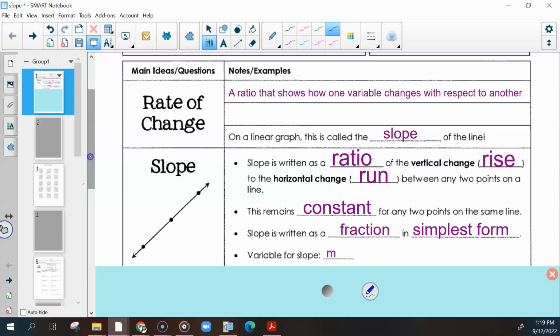Slope is written as a ratio of the vertical change, your rise, to the horizontal change, your run, between any 2 points on a line. This remains constant for any 2 points on the same line. So between point A and point C, whatever the slope is going to be the same for point B to C, C to D, and so on and so forth. Slope is written as a fraction in simplest form, so always simplify no matter what. And then the variable for slope is m.